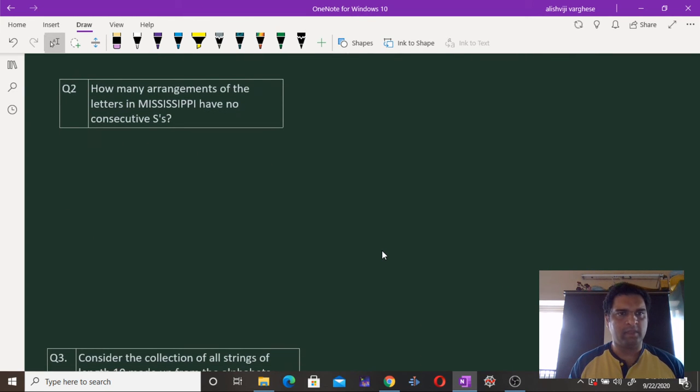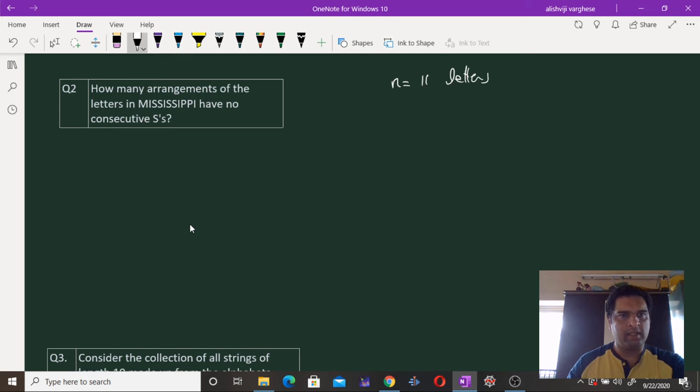And now we are moving to another question, the second one. How many arrangements of the letters in Mississippi have no consecutive S? So if you consider the word Mississippi, it contains 1, 2, 3, 4, 5, 6, 7, 8, 9, 10, 11. So it contains n equal to 11 letters.